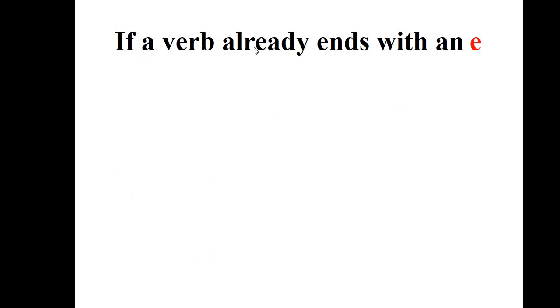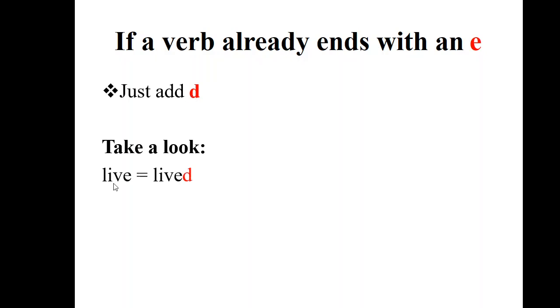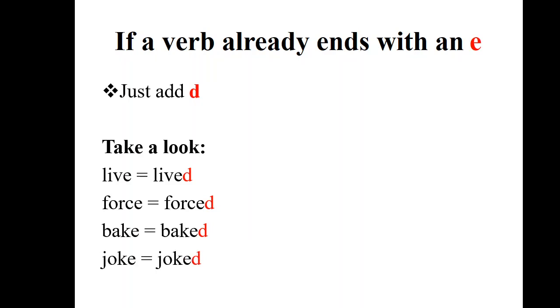Okay, if a verb already ends with an E, you just add D. Like here, live. This verb ends with E, so here we just add D. The past tense of live is lived. Force, forced. Bake, baked. Joke, joked.